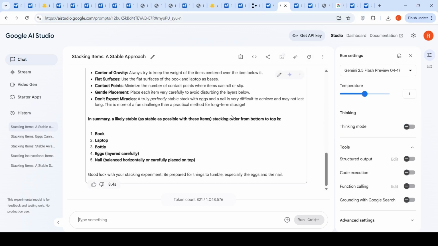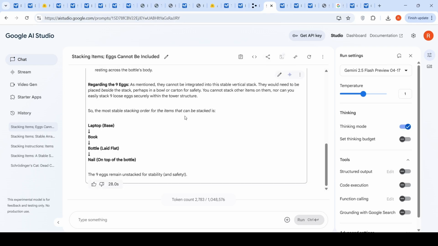Now, without thinking mode, it says book, laptop, bottle, eggs layered carefully. It's not stacking, you know, on top of each other. It just says layered carefully, nail. So here I find the thinking or reasoning has done a better job in this particular problem.